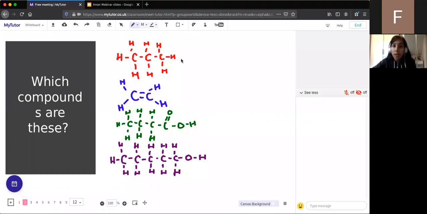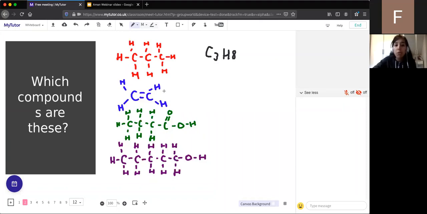Excellent, so I've had 1 correct answer so far. Any other answers come through? So what structure is the red one on the screen? It's got 3 carbon atoms. Brilliant. Yeah, it's propane. So 3 carbon atoms, 8 hydrogens. That is propane. It's an alkane. And the reason we know it's an alkane is because it's only got single bonds. So it is C3H8 alkane.